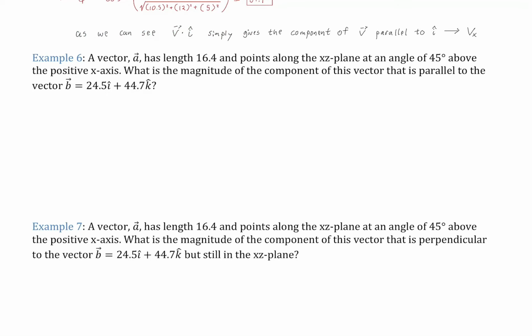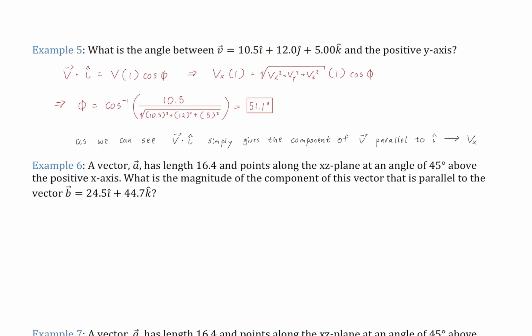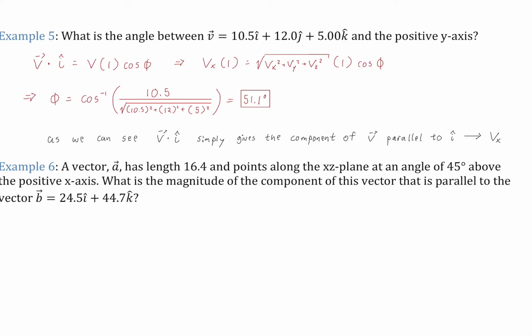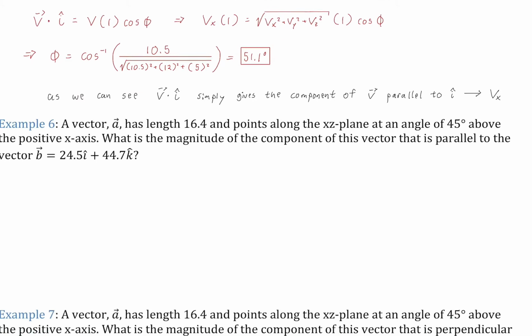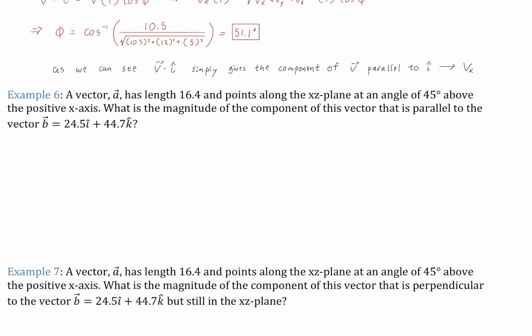Oh, and I point out in the previous example, before I move on to example 6, we can see that the dot product of v and i hat simply gives us the component of v parallel to i hat. It just gives us vx. Does that make sense? The actual value of the dot product is just vx. So in other words, I just took vx divided by v and then put it inside the inverse cosine in order to get my 51.1 degrees. All right, so example 6.